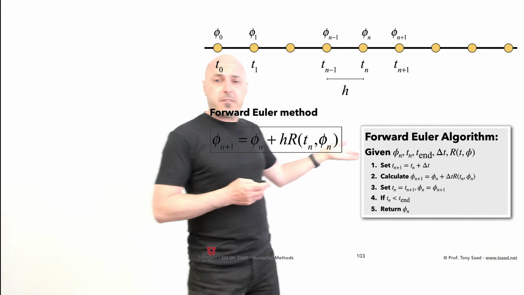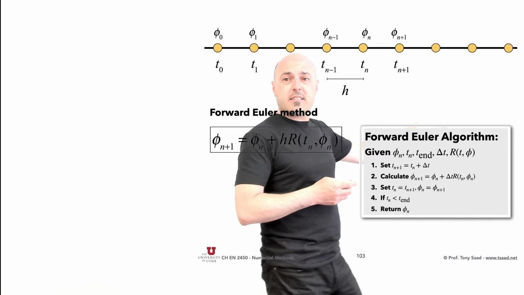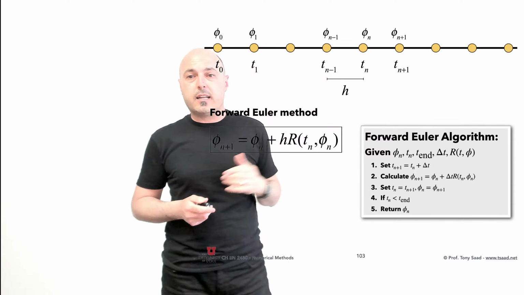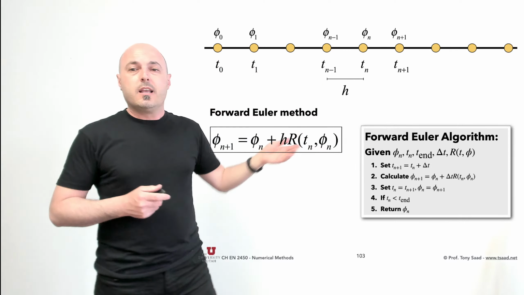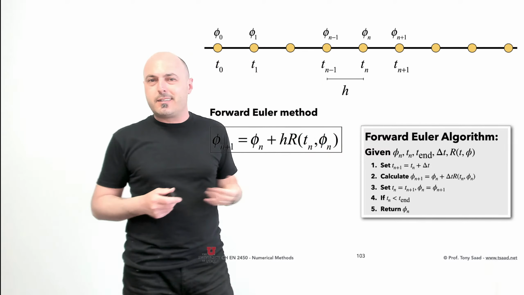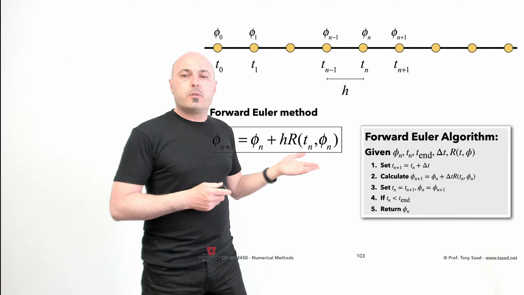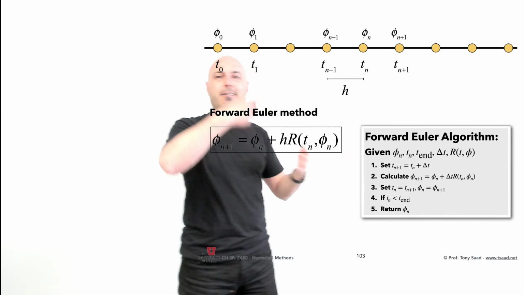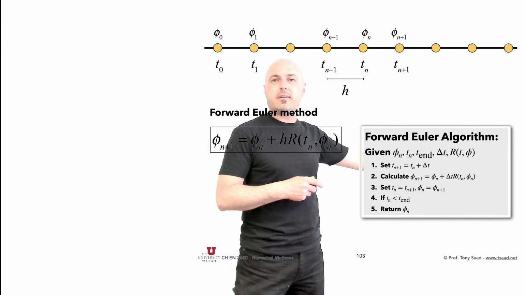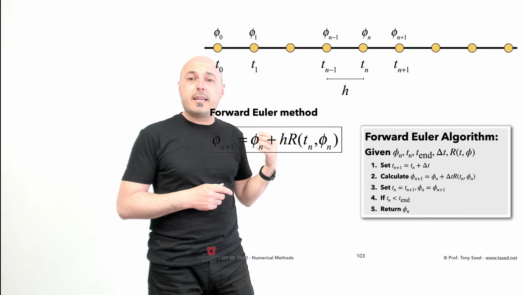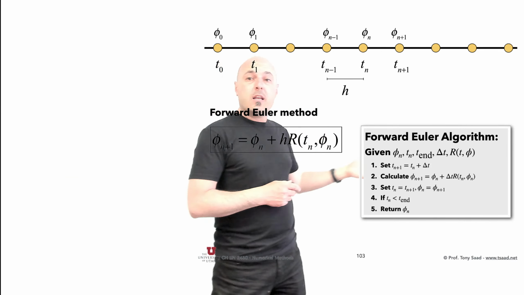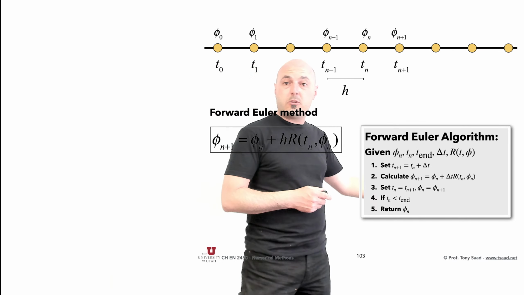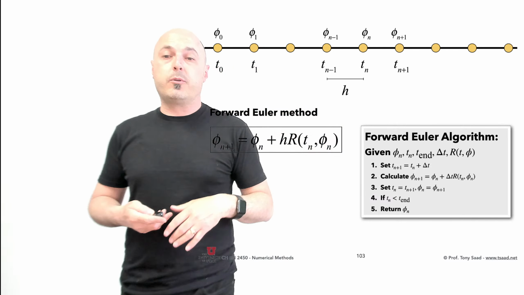Okay? Given phi n, t n, and delta t, and the right-hand side, assuming that you know all of those, or in other words, given phi 0 and t0, you set t n plus 1 equal to t n plus delta t, and then calculate phi n plus 1 equal to phi n plus delta t times the right-hand side, evaluated at all the previous values. Then update your t n, update your phi n, and repeat. Okay, repeat.